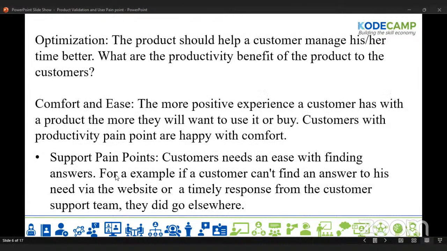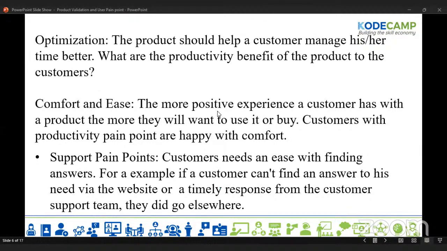So we talked about the checkout point, where I want to know about the product at the point of checkout and more. The more positive experience a customer has with your product, the more they will want to use it or buy it. Customers with productivity points are happy with comfort.